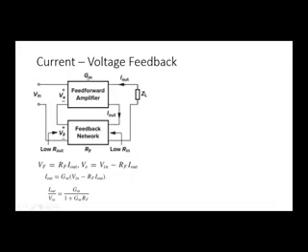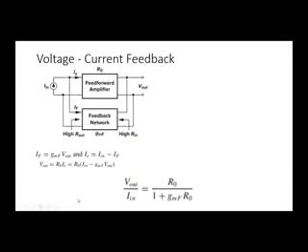Finally, the transconductance amplifier with feedback gain, that is I out divided by V in, equals GM divided by 1 plus GM into RF, where GM is the open loop transconductance amplifier gain. This is the transconductance amplifier with feedback gain. Next, we see the voltage-current feedback.